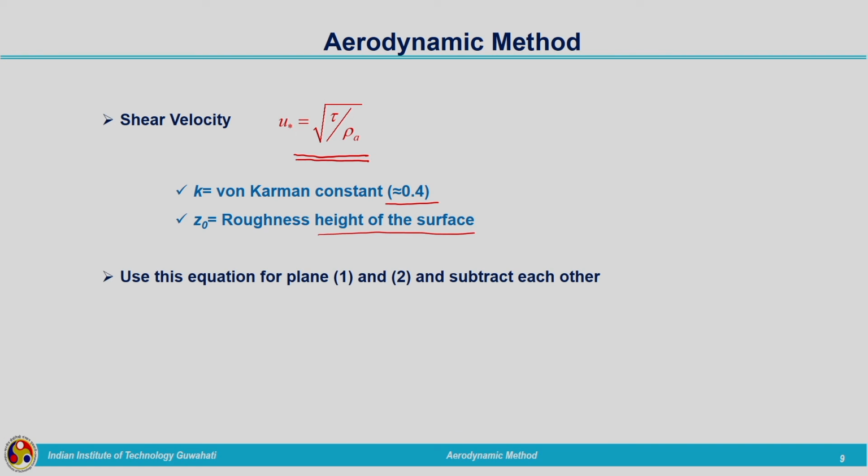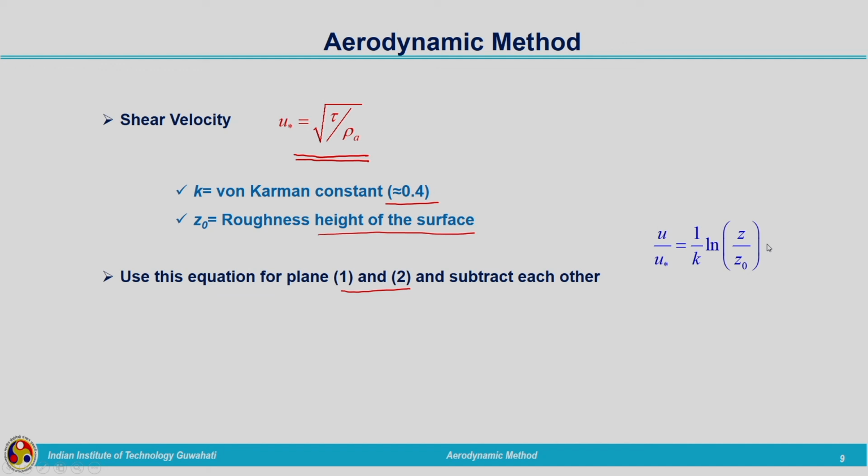Now, we use these equations for the two planes which we have considered, at z1 and z2. We are going to write the velocity distribution expression for two different planes. Our velocity distribution equation is u by u star equal to 1 by k ln z by z naught. Here k is the von Karman constant, z is the level which we are considering, and z naught is the roughness height of the particular surface.